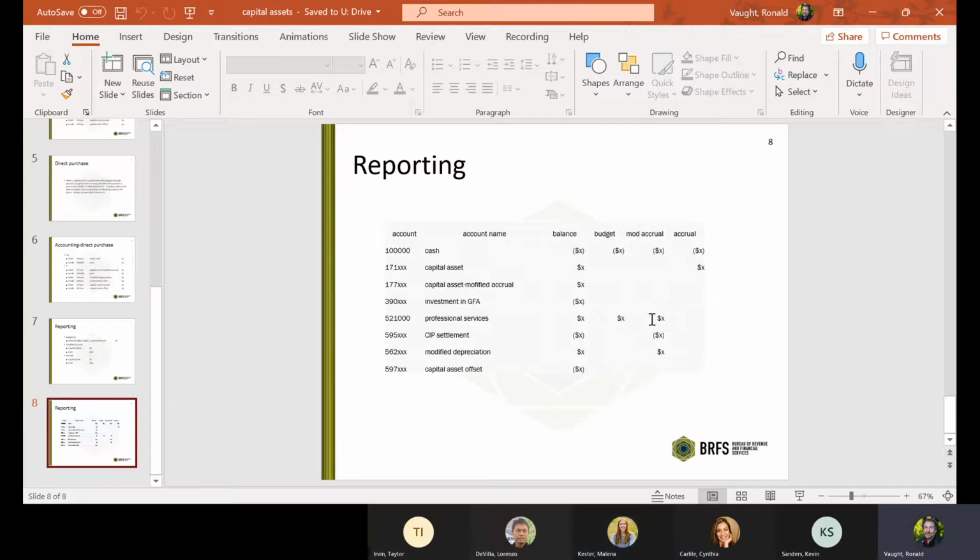Well, it's important to understand these concepts because things have to balance. So like the 562s always have to exactly equal the 597s, and if they don't, then you know you've got a problem. Same way with the 390s and the 177s. If they don't add up to zero, you know you have a problem. So if you're out of balance or having an issue, one place to look is these accounts and their offset.